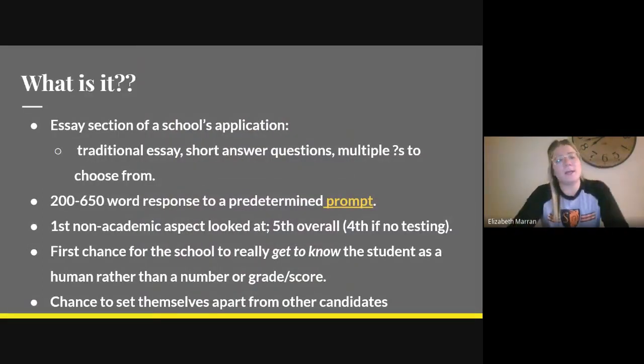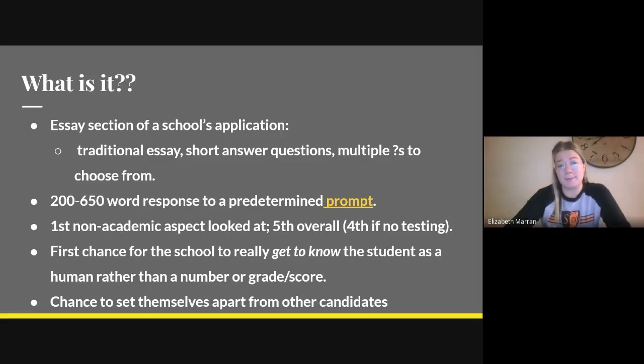So we'll start by talking a little bit about what this college essay is that you're going to be writing pretty soon. It's going to be the essay section of a school's application. It can be a couple different things. It can be a traditional essay. It can be a short answer question. It could be multiple short answer questions, little boxes you'll fill out. It all depends on the school you're applying to.